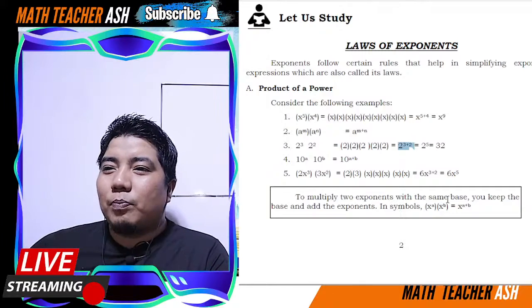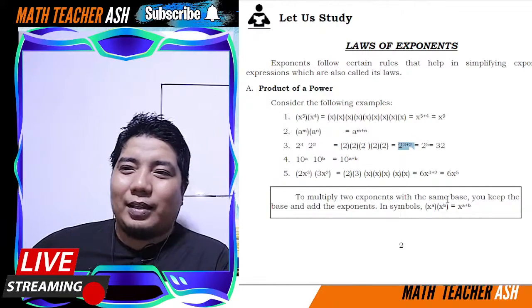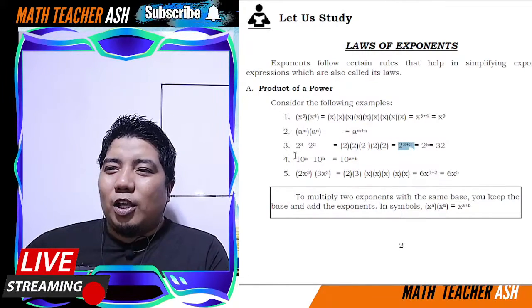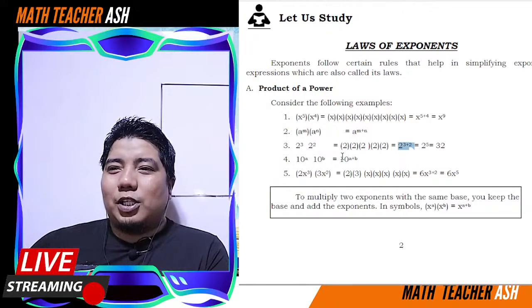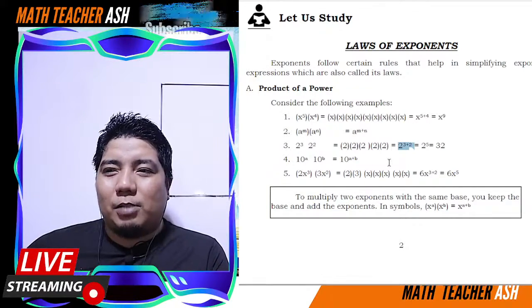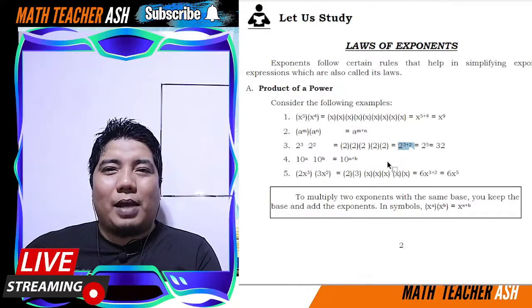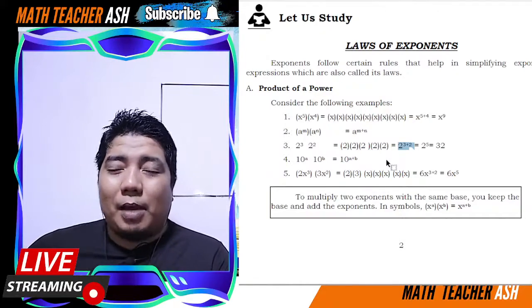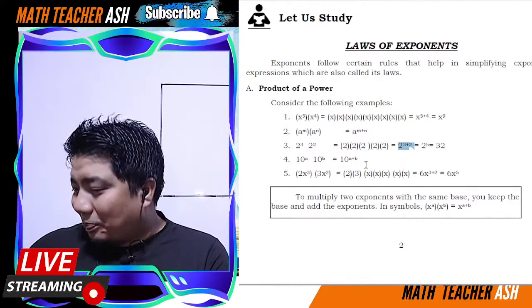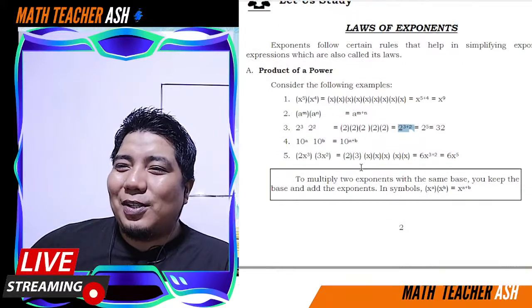Okay, next. We have 10 to the power of A times 10 to the power of B. So, pareho lang sila 10. So, you just copy 10 and you add A plus B. But since A and B cannot be added together, you just copy them. A plus B. Alright.